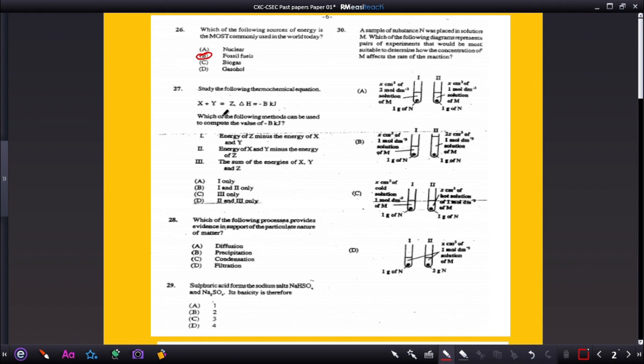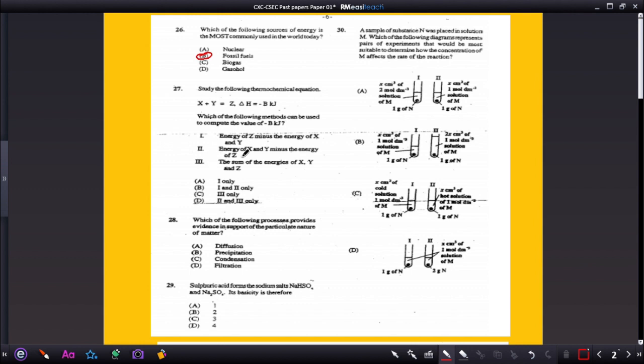27. Study the following thermochemical equation. X plus Y equals Z, delta H equals minus B kJ. So this is an exothermic reaction because of the negative sign there. Which of the following methods can be used to compute the value of delta H? Generally speaking, delta H is the sum of the products minus the sum of the reactants. In this case, the product is smaller than the reactant, so that is why we end up with a negative value.